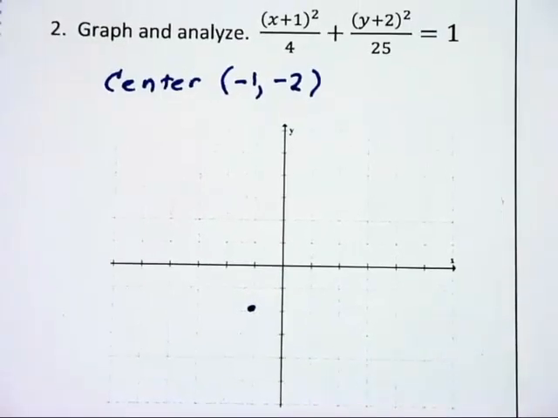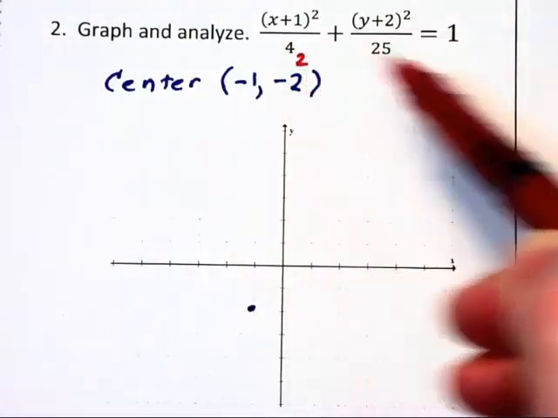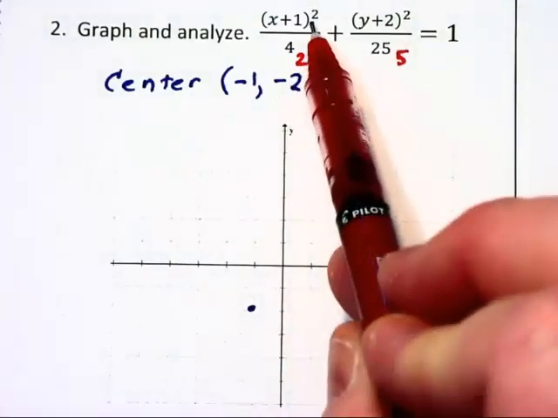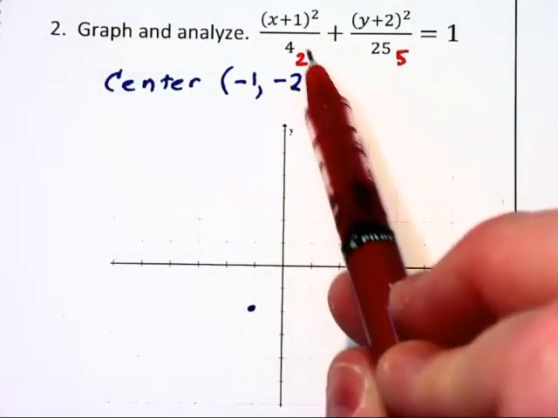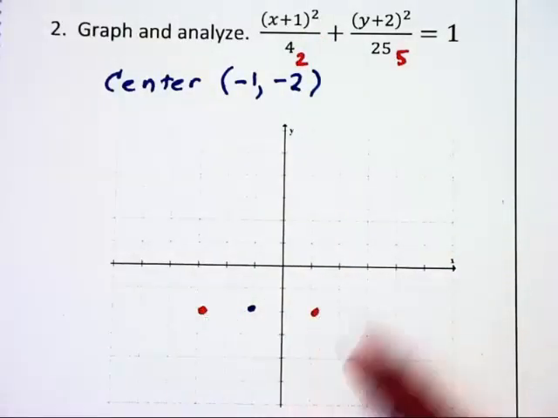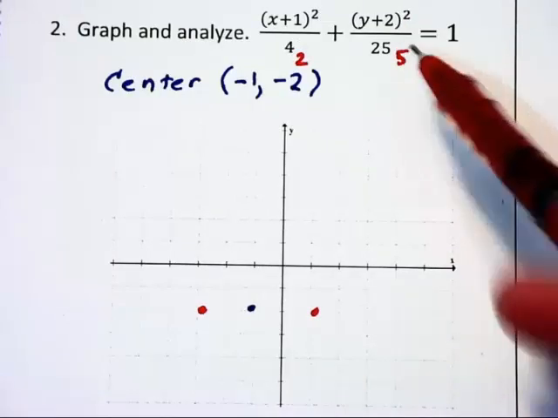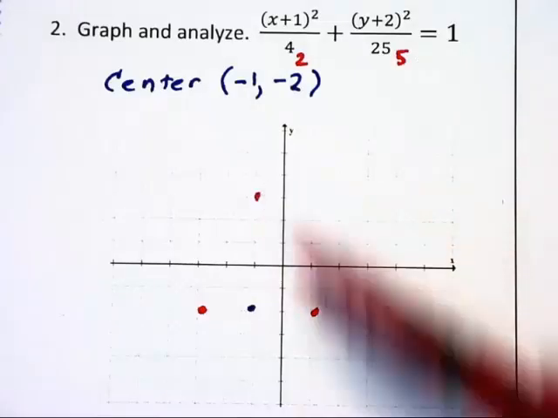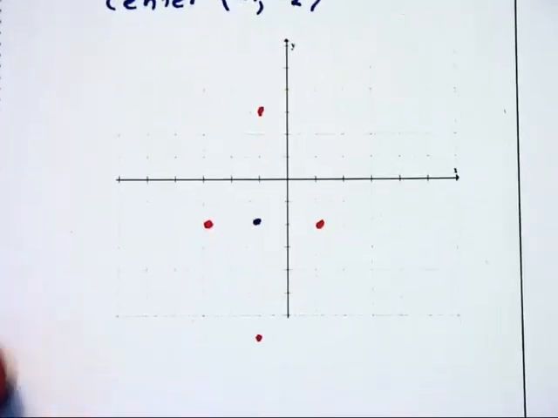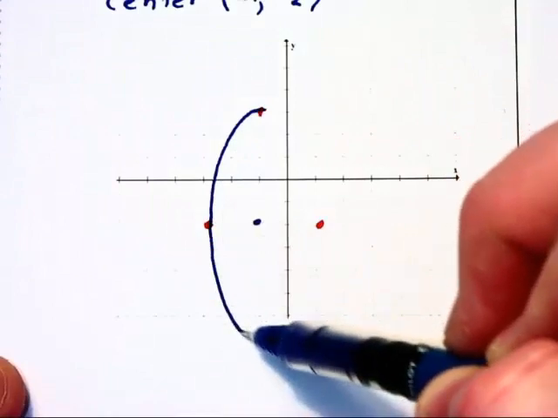We're going to look at our equation and analyze the denominators. The 4 square roots to a 2, the 25 square roots to a 5. Since the 2 is beneath the x terms, that tells us to move left and right 2 units. The 5 is in the y squared term, which tells us it's a vertical movement up 5 and down 5 to get to the endpoints of the major axis. Now it's time to draw in the actual curve here as best as we can.